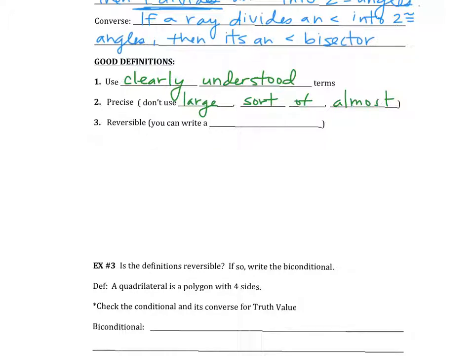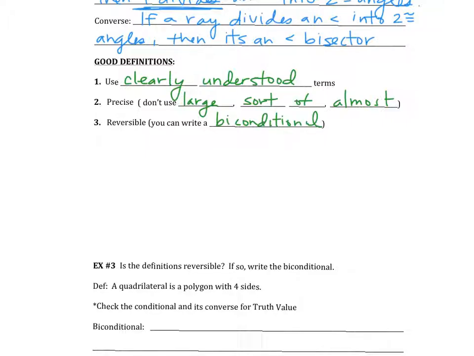Okay. And then the last one, if it's reversible. So if, like we did at the beginning of the lesson, you can write a biconditional from it, it's a good definition, okay? And that's the one that I feel like is usually the easiest to check. Like, can I write it both ways and it's still true both ways, okay?